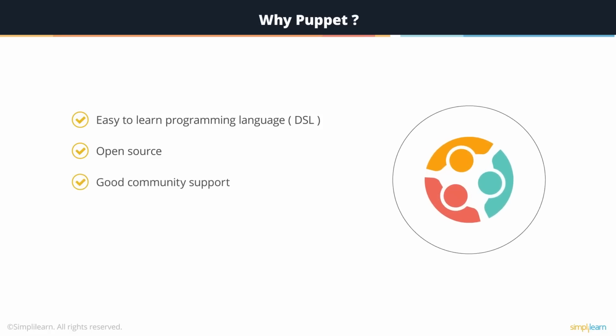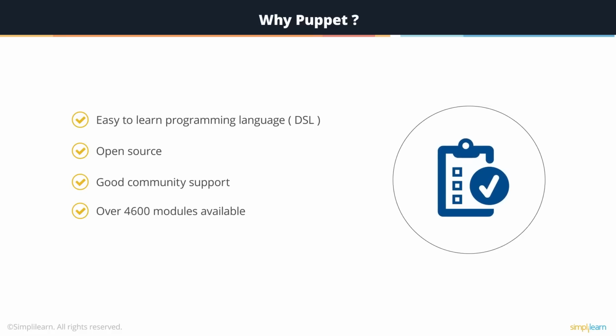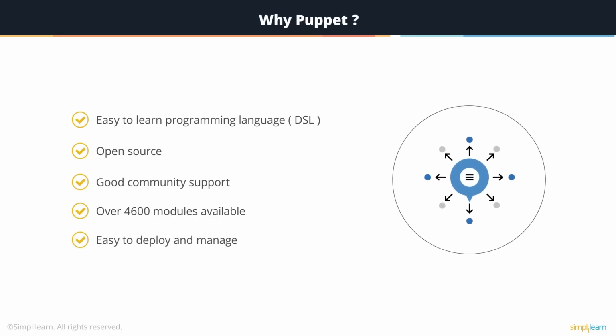The community around Puppet is very good. It's essentially the Ruby community who initially started using Puppet. And you'll find most of the common issues have already been resolved on Stack Overflow. There's also a good collection of open source modules available. You'll find over 4,600 modules, and Puppet is easy to deploy and manage. People can easily get Puppet up and running with simple packages which are available for almost every operating system.